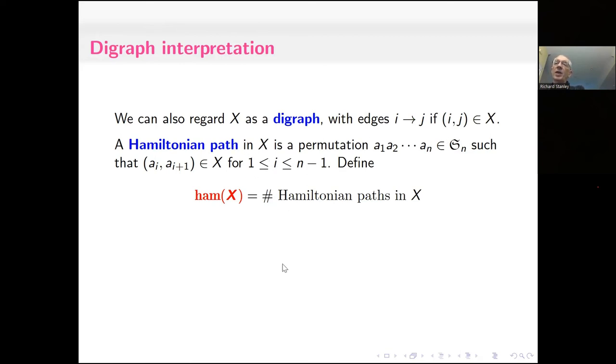So a Hamiltonian path in X, regarded as a digraph, we can think of as a permutation a_1 up to a_n in S_n, such that the pairs of successive elements are in X, right? Because to say it's in X means there's an edge from a_i to a_{i+1}. So we have an edge from a_1 to a_2, a_2 to a_3, all the way up to a_n. That's a Hamiltonian path, a directed path that goes through all the vertices with no repeated vertices. Ham X would be the number of Hamiltonian paths in X.